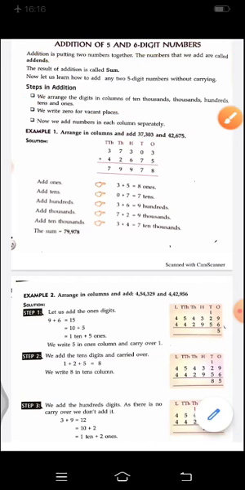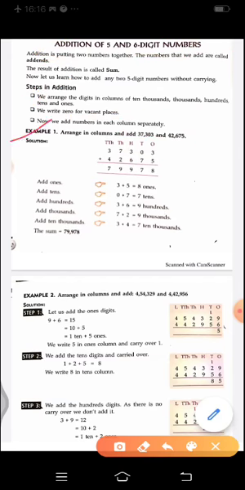Okay students, now we will understand an example. In this example we have to arrange in columns and add these numbers: 37,303 and 42,675. So first we will arrange them in 10,000s, 1000s, 100s, 10s and 1s like this, and next we will start adding.